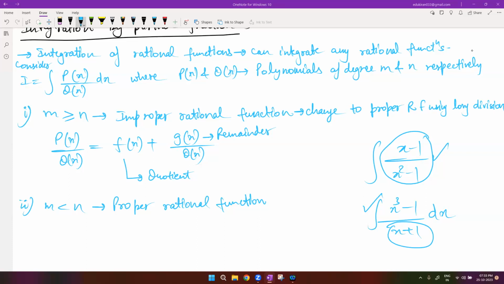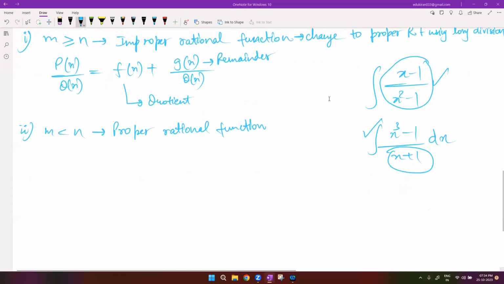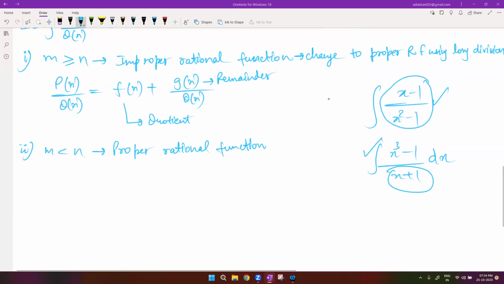Yeah. So if it's a proper rational function, then we are good to go. Now let's understand how we can solve this particular form, or how we can solve these integrations of rational functions. What will we do if the rational function given is proper, then what do we need to do?